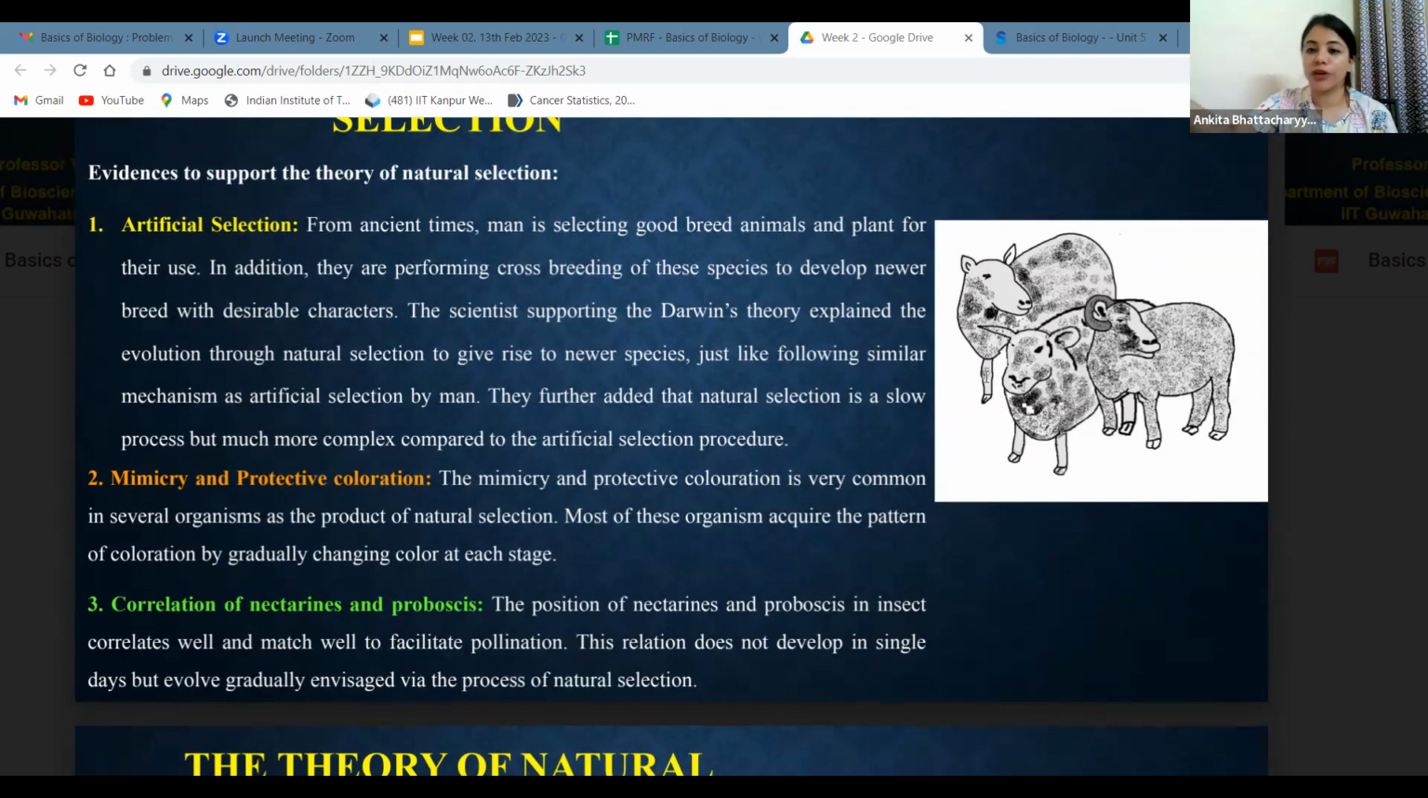Since those are preferred over a period of time, such sheep have only survived. Similarly, mimicry and protective coloration. So if an organism is adapting a color which is allowing it to survive better in one particular environment, you can actually read about this in the concept of industrialization, and how certain organisms change their color to adapt to the change in the environment. So that is very commonly seen.